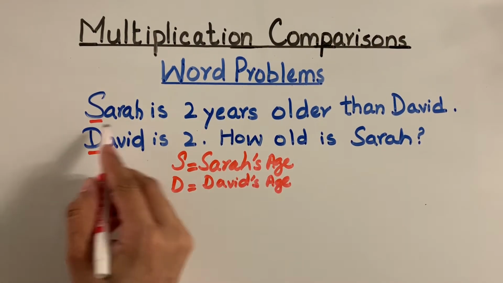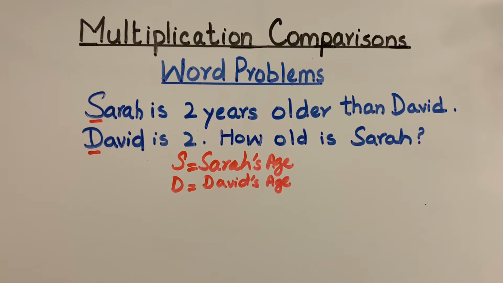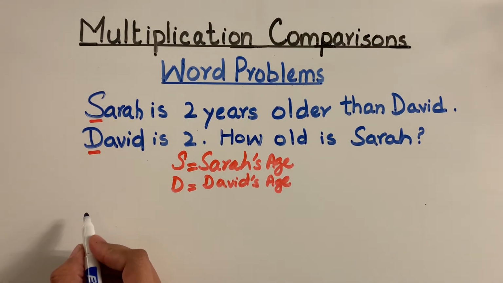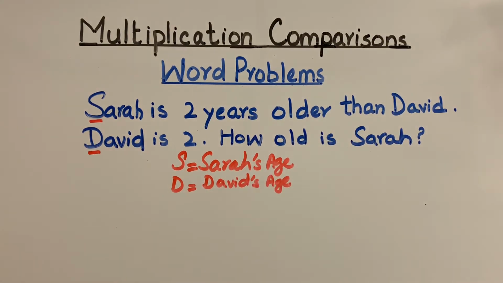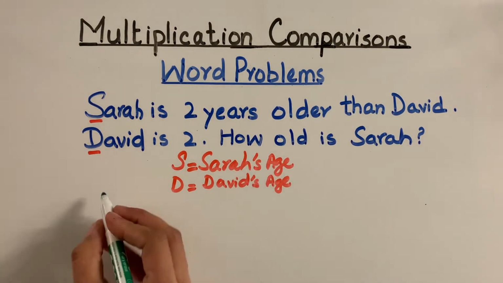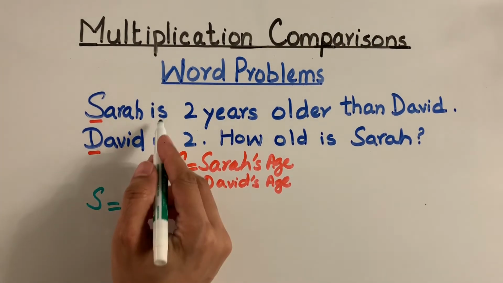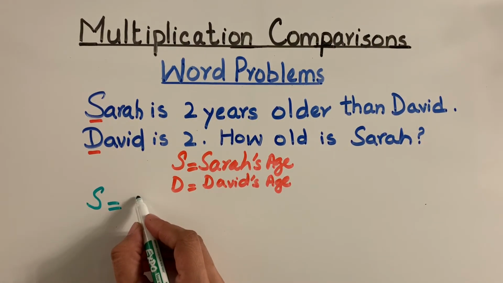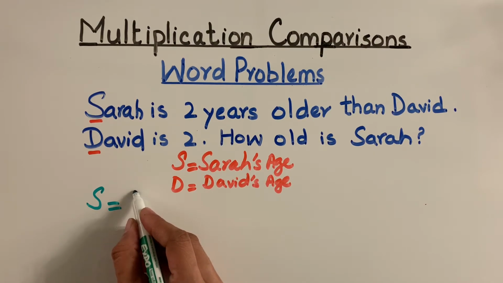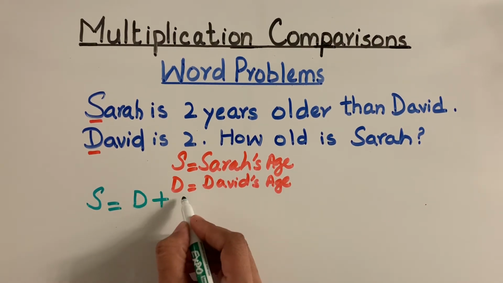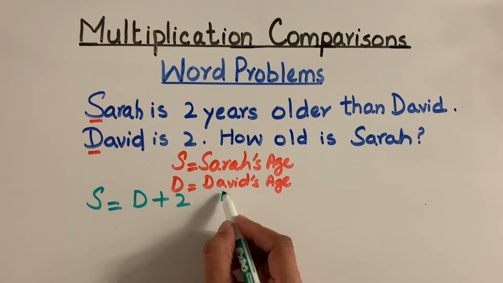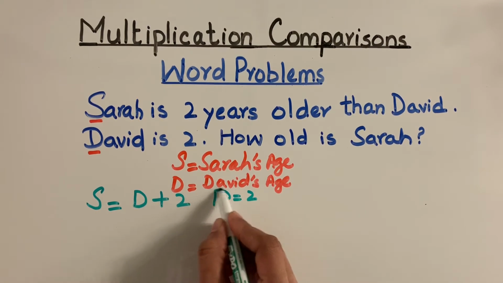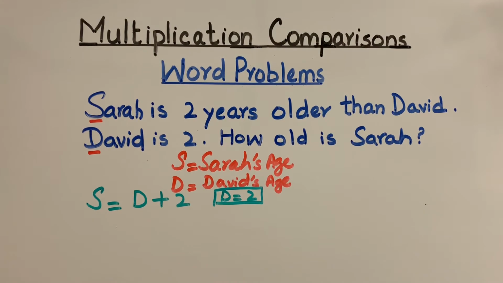Let's read the first sentence carefully so we can write it in the form of an equation. Sarah is 2 years older than David. This means Sarah's age is going to be equal to David's age plus 2. Now read the second sentence. David is 2. D is equal to 2. David is 2 years old.